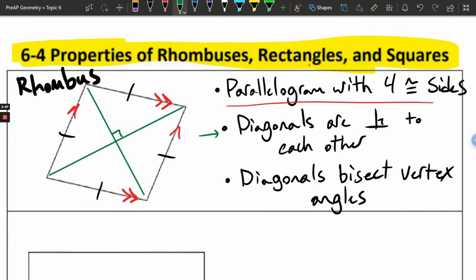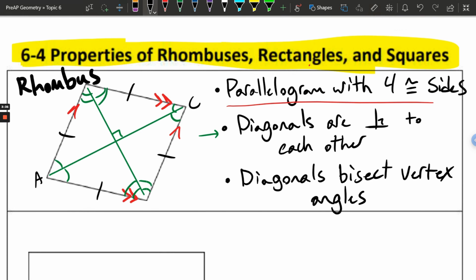Fun fact about the diagonals. The diagonals also bisect the vertex angles, meaning that these two angles are congruent. And if we call this A and we call this C, these are two opposite angles, which means that these two bisected angles here over at A are also congruent to those at C. And that goes for these two as well. I guess that would be B and D for this parallelogram. So they bisect those angles at the vertices, and they are perpendicular to each other. That's about it for a rhombus.